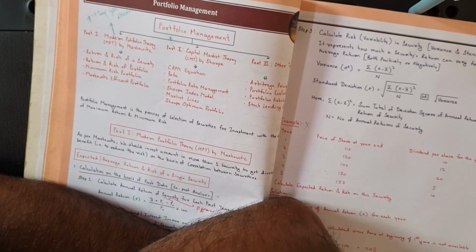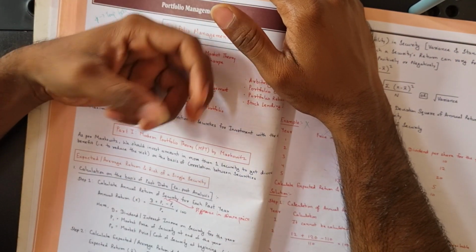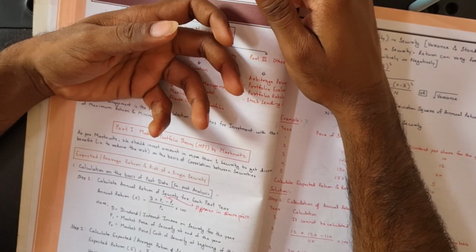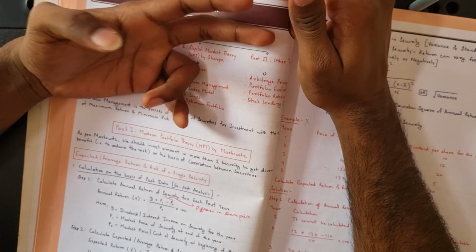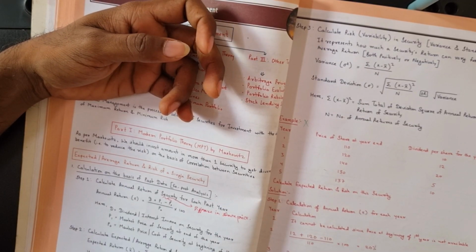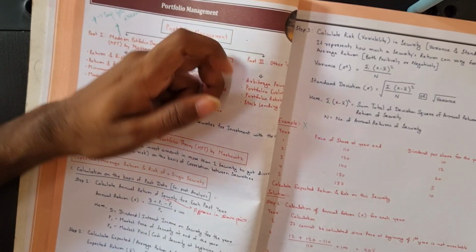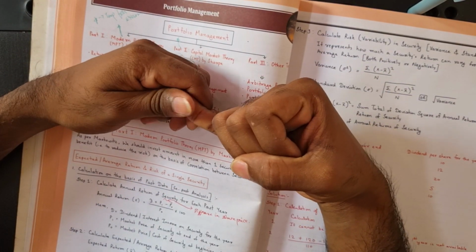Also, in between the year the company has declared dividend, interim dividend and final dividend also. So totally the dividend is coming to 10%. Now what is your return? Firstly you got dividend, right?